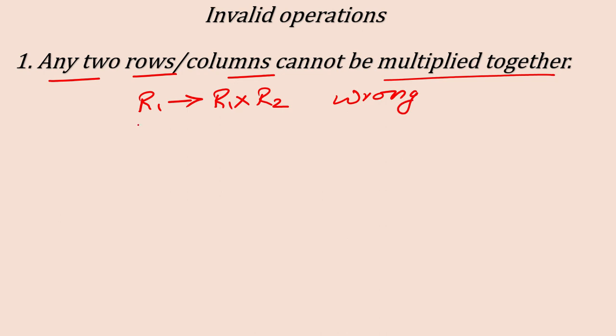Pause the video and try to write the answer in the comment. Why is this operation invalid? R1 replaced by R1 multiplied by R2. Pause the video and if you think that you know the answer, then write in the comment.